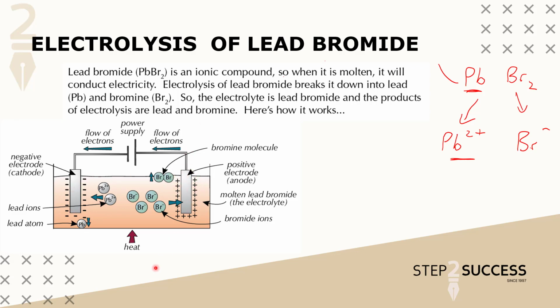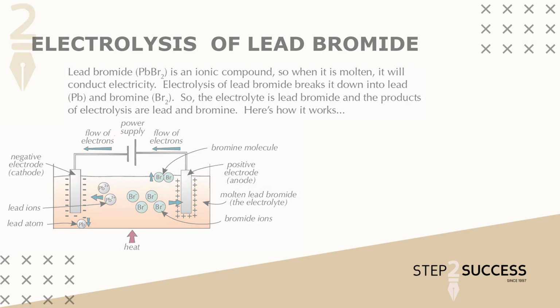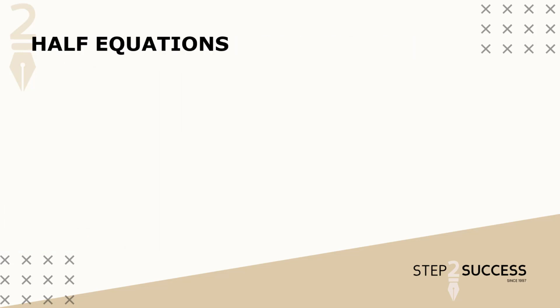And so again, that is the electrolysis of lead bromide, because we have separated the lead and the bromine. They were a compound, lead bromide, and they have now gone back to being lead and bromine. As always, the complicated part of this entire topic is the half equations. Let's move on to talking about the half equations.